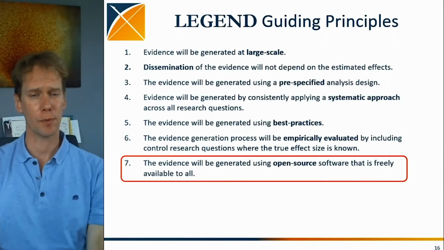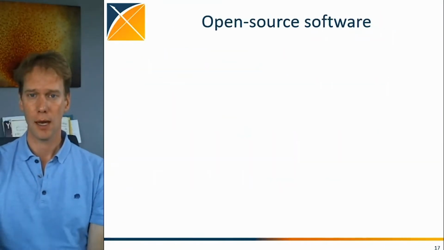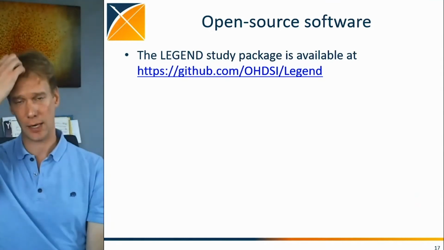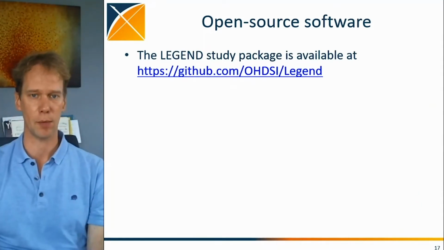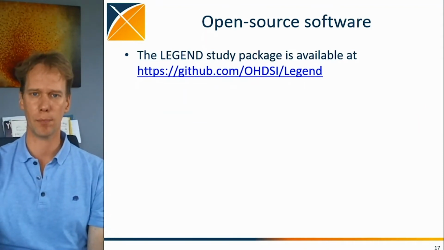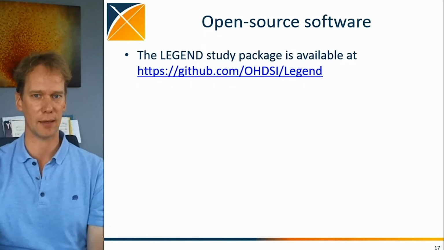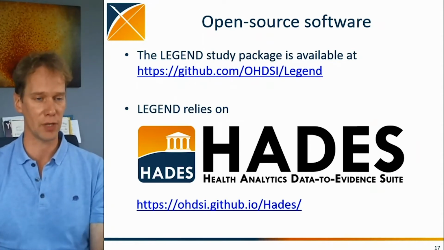The seventh principle states that evidence will be generated using open source software that is freely available to all. And this is also the case with our LEGEND hypertension study. The study package and R package is available on the GitHub repository. You can download it and run it. But I think even more importantly, the LEGEND study, just like most Odyssey studies, uses our large set of tools that have already been developed.